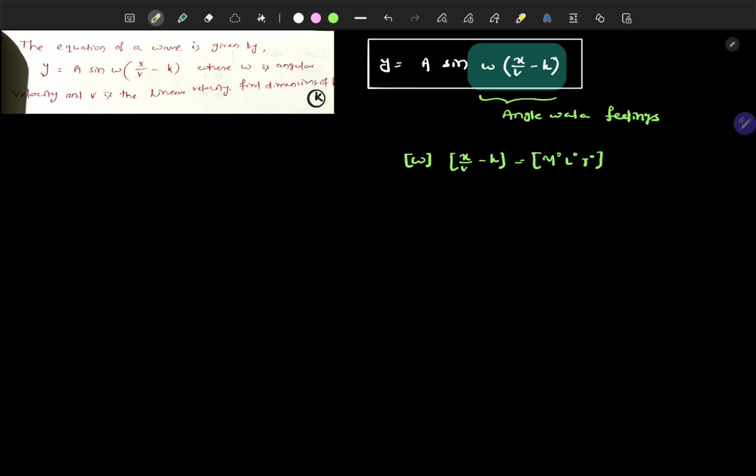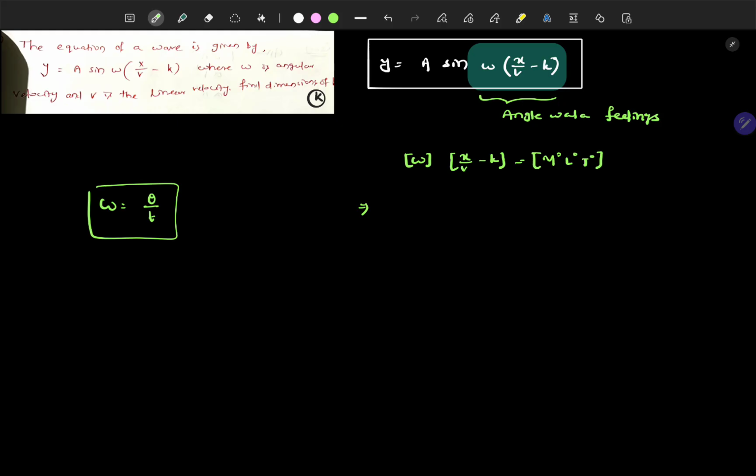Yes, because angle has no dimension. Next, from this, what we have to do? We have to write what is the dimension of omega. Omega is your angular velocity. Angular velocity is equal to angular displacement by time.